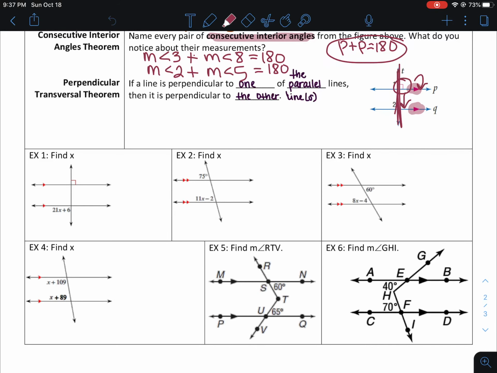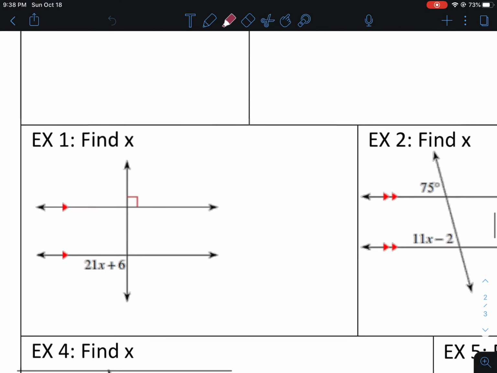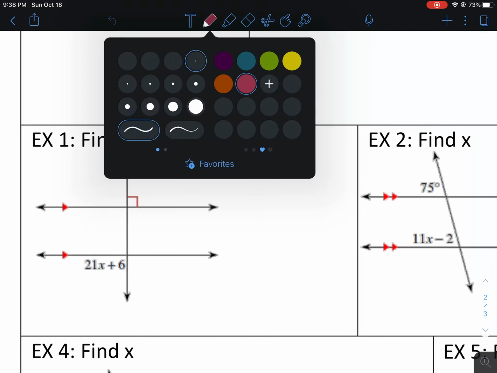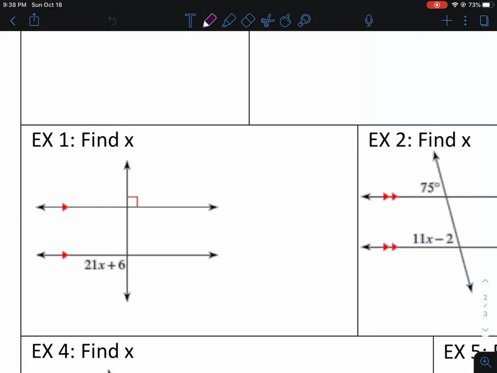Okay, example 1 says to find x. Some good news here is that since this is 90 degrees and since these lines are parallel, all of the angles are 90 degrees. So this is 90, this is 90, this is 90. You get my point? They're all 90 degrees, including the 21x plus 6. So it's going to be 21x plus 6 equals 90.